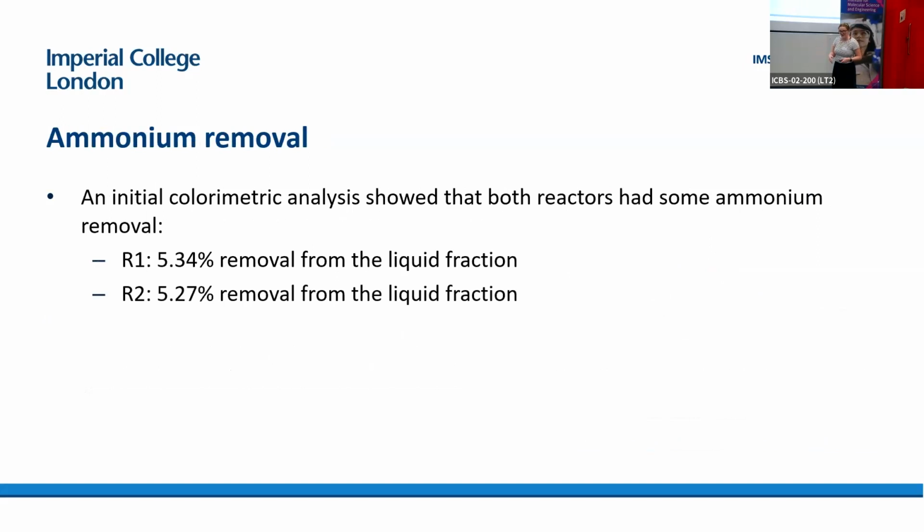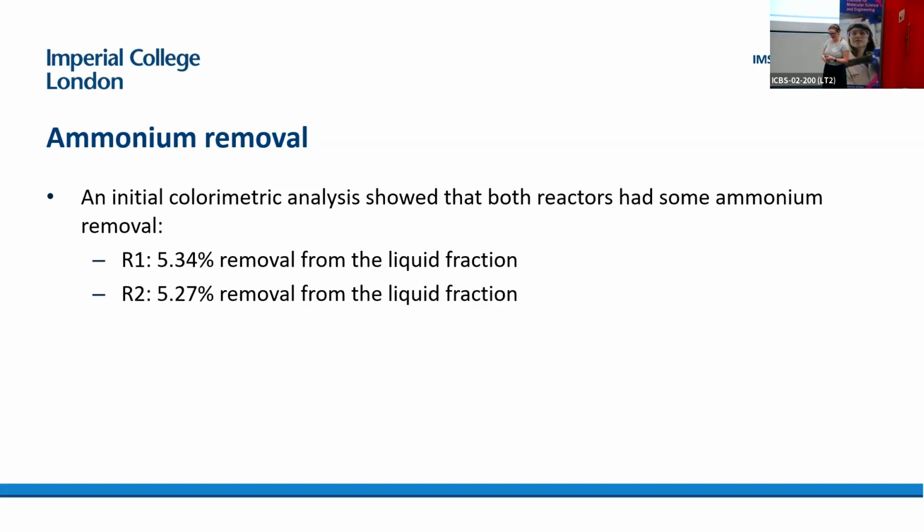As a sanity check, we thought, okay, if we are converting our ammonium to nitrogen gas in an anaerobic reactor, surely we would be seeing removal of that ammonium. And indeed we are. A very, very small amount, so 5%. So it's a small amount, but it's substantial. And again, it's both of them.